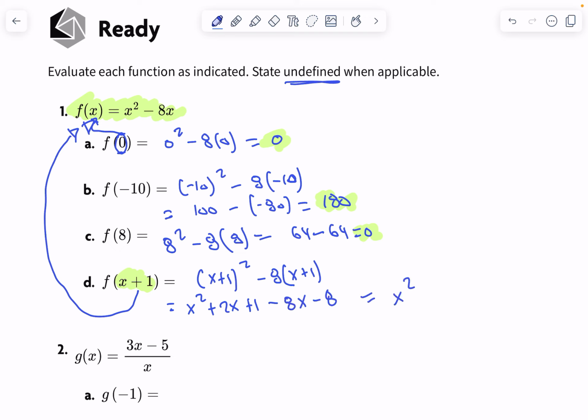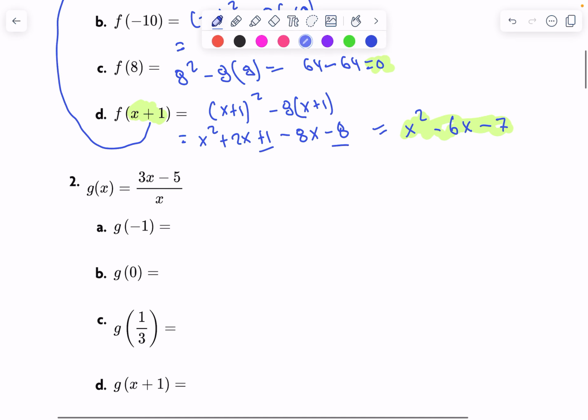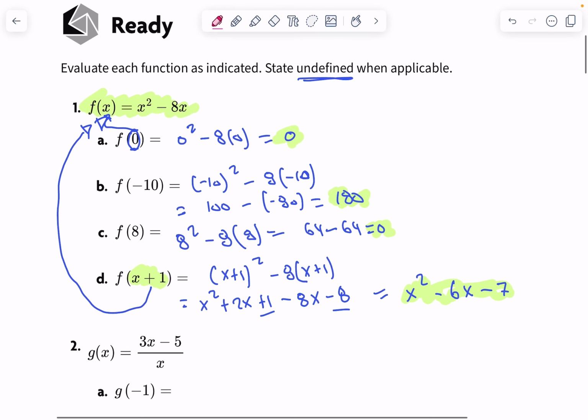This is equal to x squared. We can combine these like terms here, so we are going to get minus 6x. We have plus 1 minus 8, which is minus 7. Okay, let's go. Number two: it is important to know that none of these were undefined, right? Because my domain here is just negative infinity to positive infinity. Okay, very good.